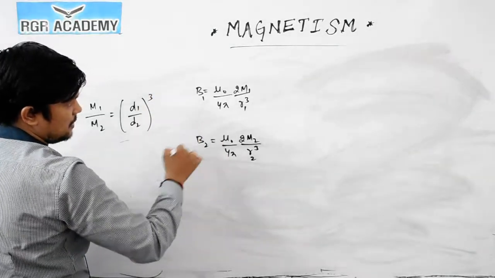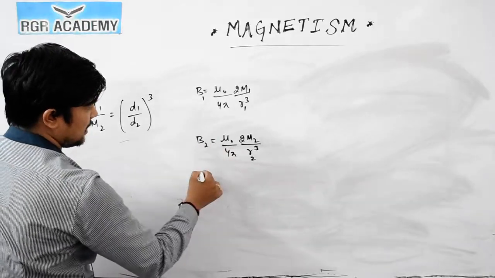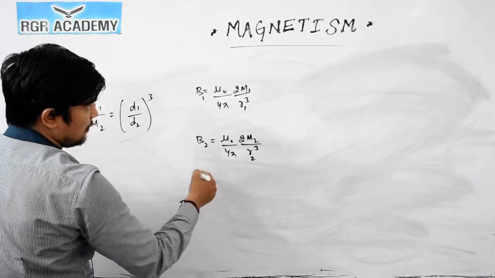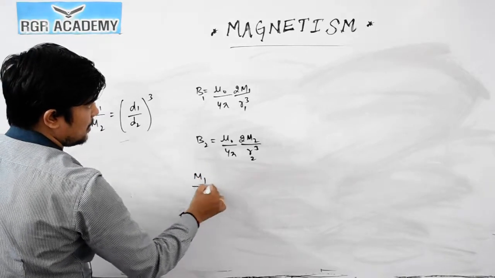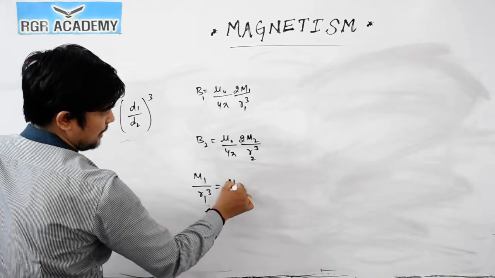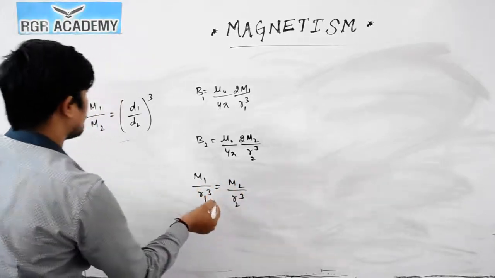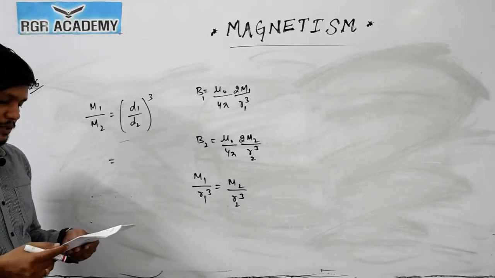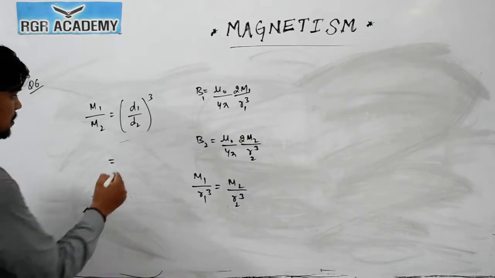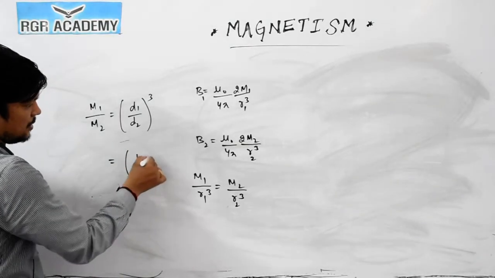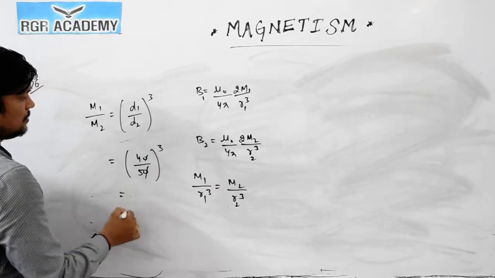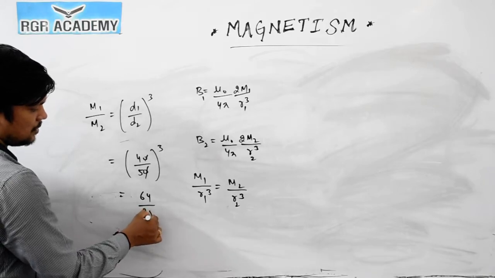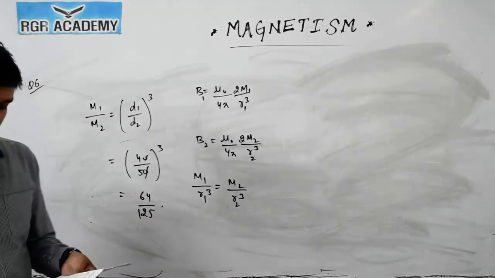So B1 is equal to B2, then from that you will get this relation. This will cancel out. Then we can write m1 by r1 cube should be equal to m2 by r2 cube. So this will be the relation. Directly here d1 and d2 are given, that is 40 and 50. So we can write this as 40 by 50 cube. It will cancel out. How much will you get? 4 cube is 64, 5 cube is 125. So option number 4 will be correct.